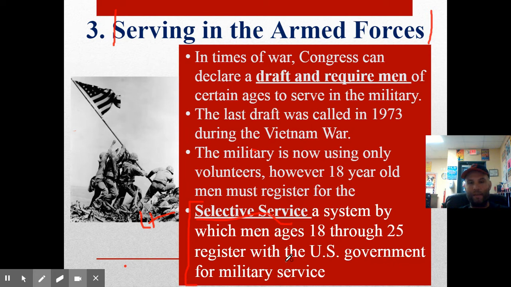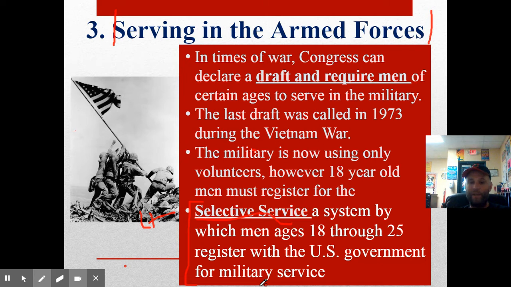So again, the selective service is not, I did not sign up for the military. I just gave them my information in case a draft is implemented, and they call upon me, I have to serve. If I don't serve, I can be arrested for not fulfilling my civic obligations. We have not had a military draft in this country since the early 70s during Vietnam, so we have not had it in the last 50 years.